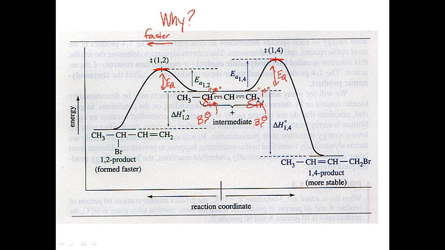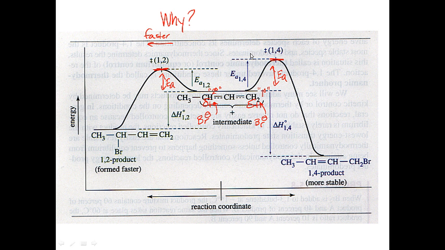Now, how do we get the 1,4 as the major product? Because there's nothing I can do here to make the 1,4 form faster. Right? Even if I raise the temperature, at best I get 50-50, because then both of these barriers would be overcome equally fast. Of course, if I lower the temperature, then I go over the 1,2 barrier a lot faster than the 1,4 barrier.